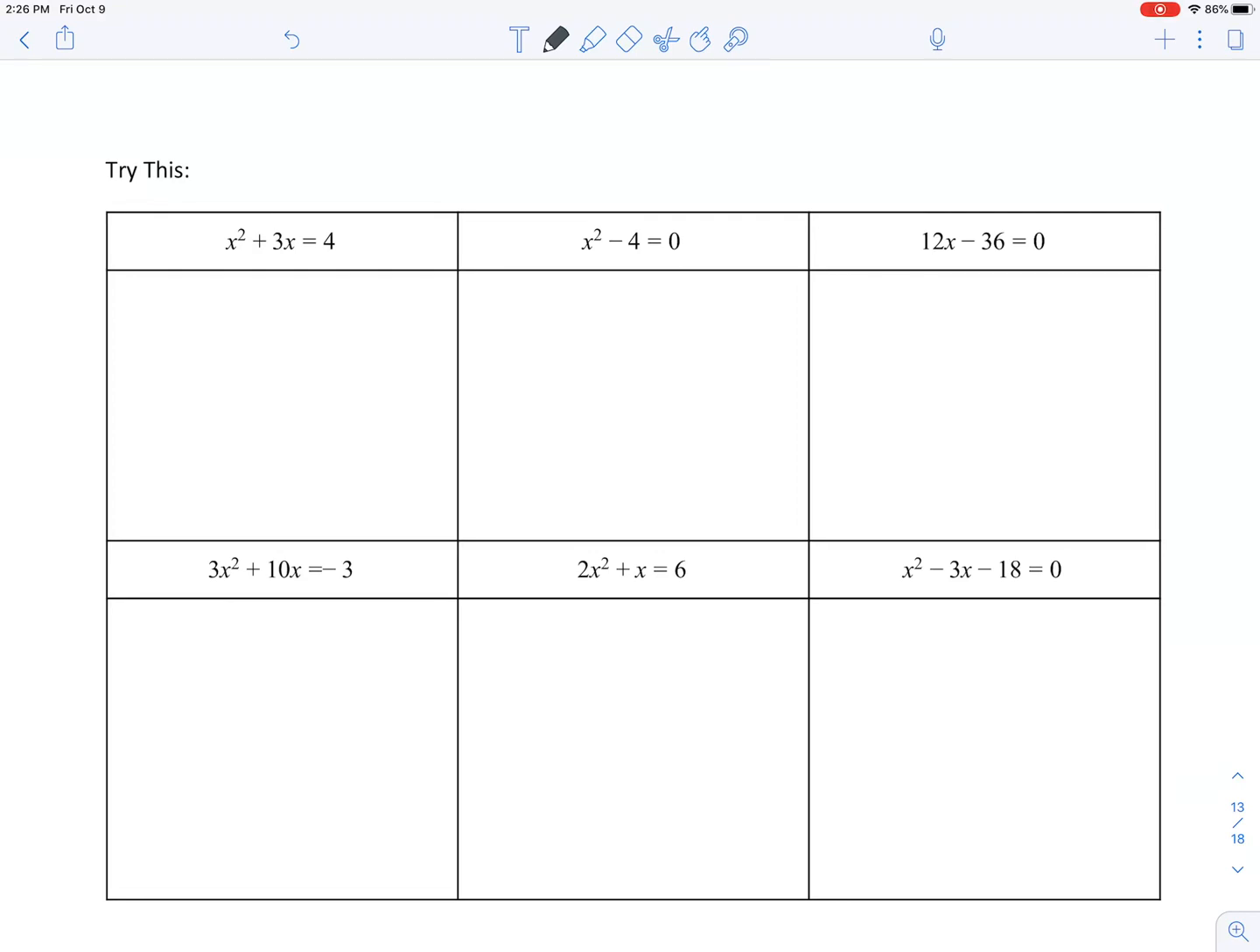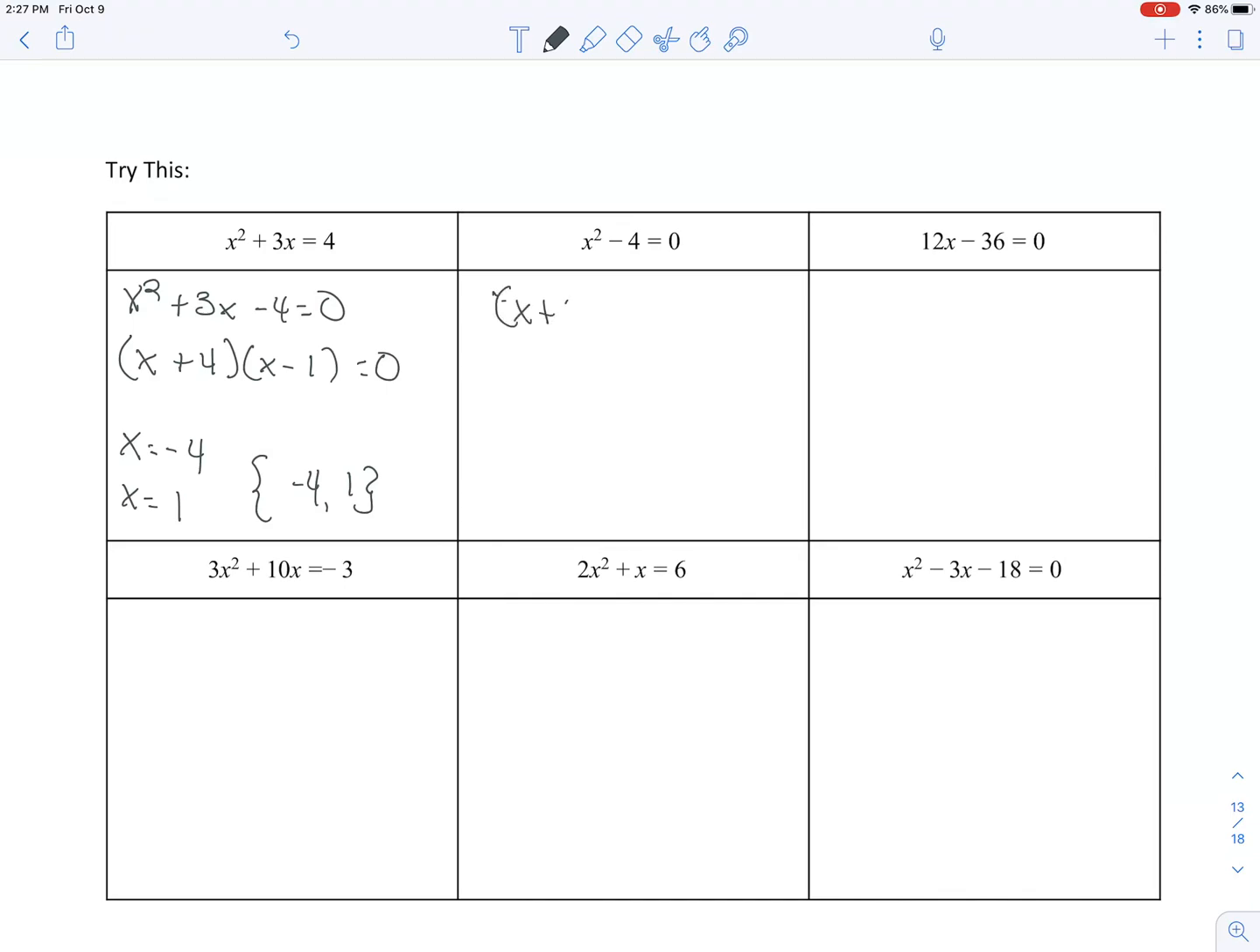Pause the video. I want you to try these 6 problems on your own, and then come back and we'll talk about the answers. Okay, welcome back. In this first one, we had to first set it up so it's x squared plus 3x minus 4 equals 0. And then what we want to do is factor that, so that's x plus 4, x minus 1. So then I get x is equal to negative 4, x is equal to 1.